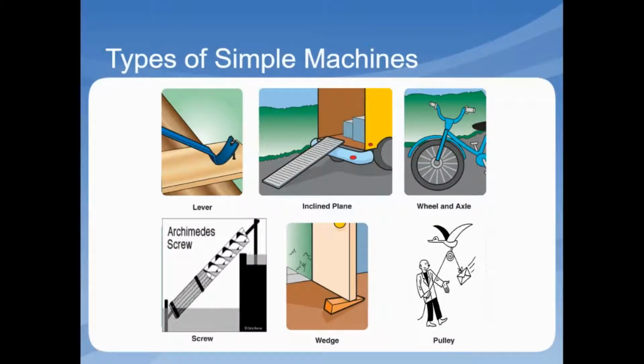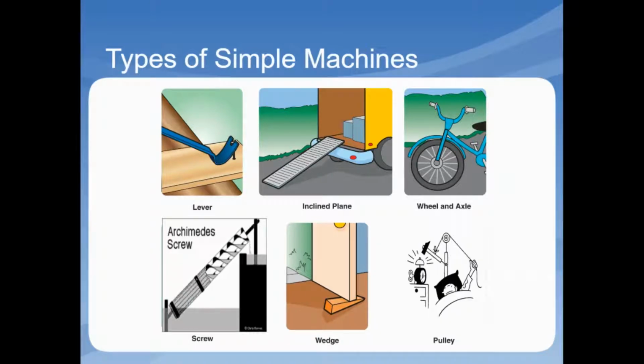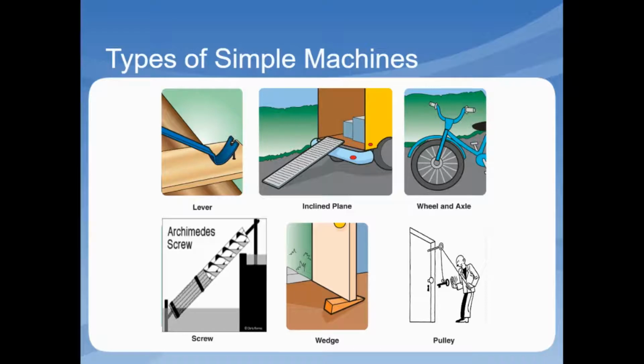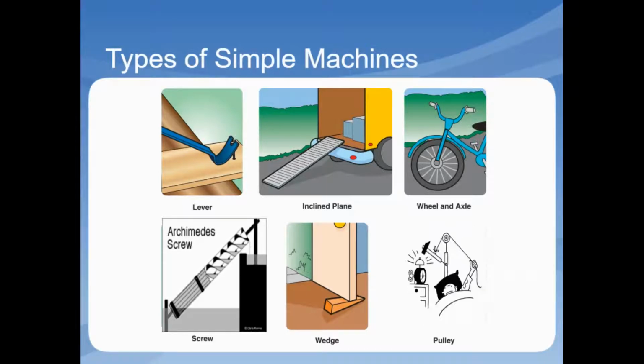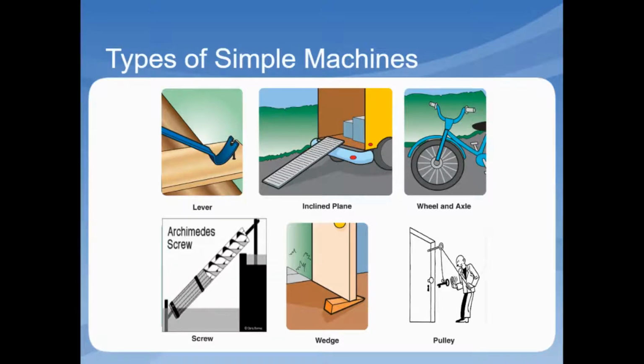Moving on to simple machines. The fundamental concept of most designs developed by mechanical engineers relies on 6 simple machines. Simple machines are tools that make work easier. They include the lever, the inclined plane, wheel and axle, screw, wedge, and pulley.